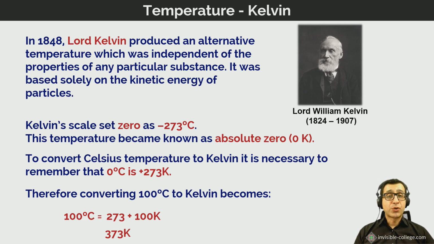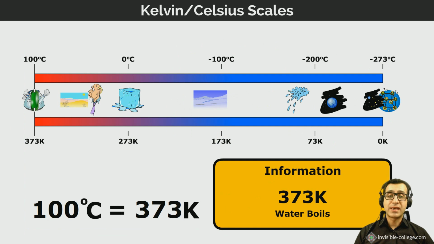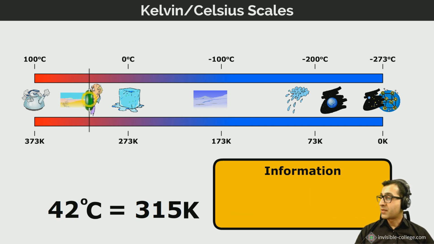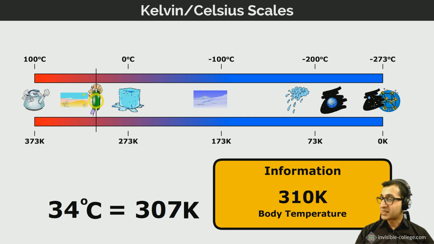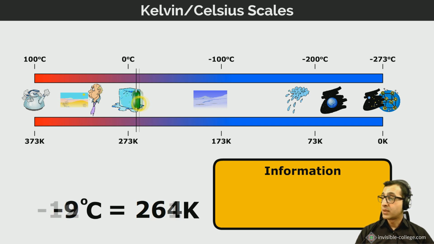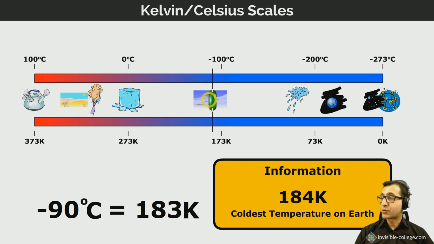So let's have a look at some common temperatures on the Celsius scale and how they compare to the temperatures on the Kelvin scale. Here we see that the boiling point of water, 100 degrees centigrade, corresponds to 373 Kelvin. The hottest temperature ever recorded on Earth is about 56 degrees centigrade. Then we have body temperature, which is about 37.5 degrees centigrade. Then we have the freezing point of water, which is 0 degrees centigrade, about 273 Kelvin. The coldest temperature on Earth recorded was 184 Kelvin, just shy of minus 90 degrees centigrade.